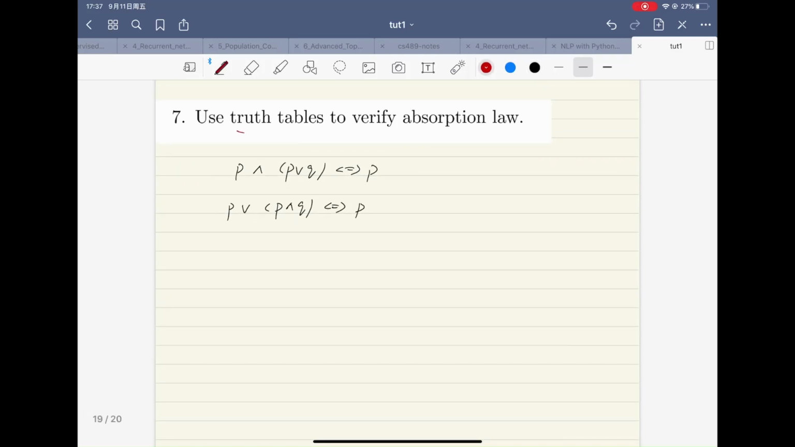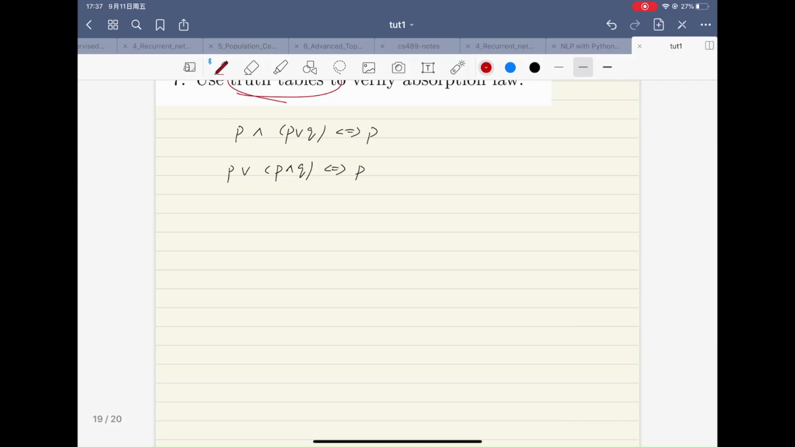So it asks us to use truth tables. So simply we construct a truth table. We need columns for P, Q, P or Q, and P and (P or Q).